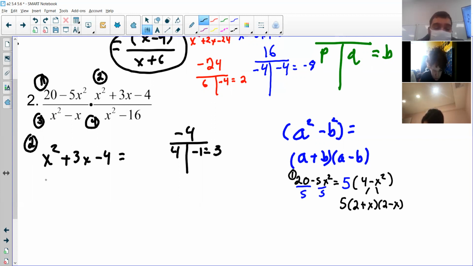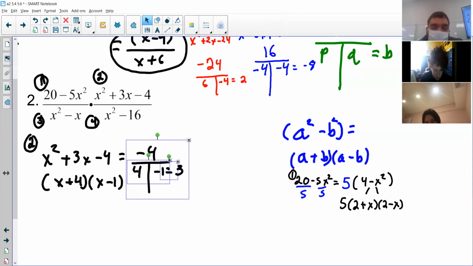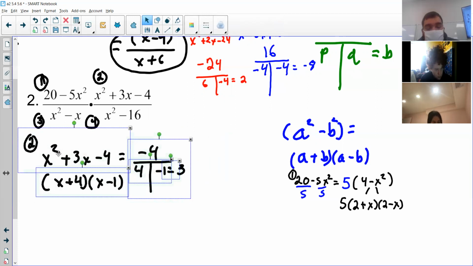So here we're going to rewrite this as x plus 4 and x minus 1. Even though this is a 4, it is a perfect square. There's no squared x here. So this is as simplified as possible. I'll move that to the side.